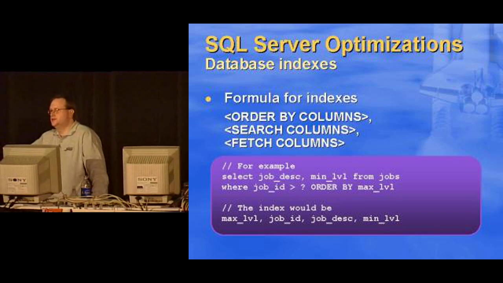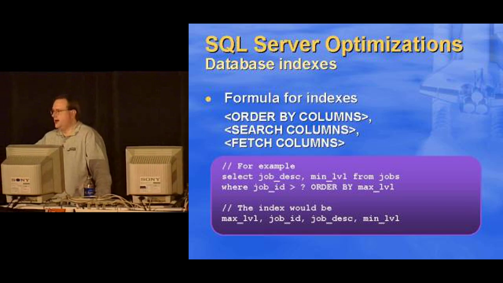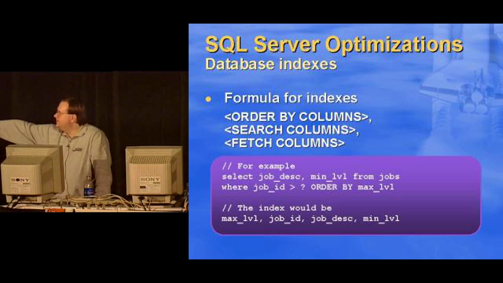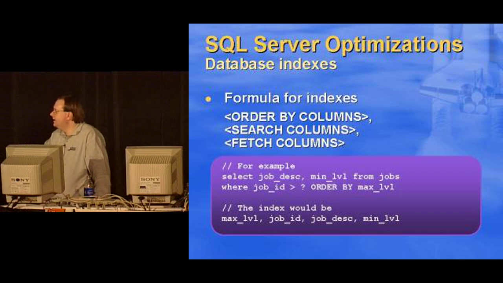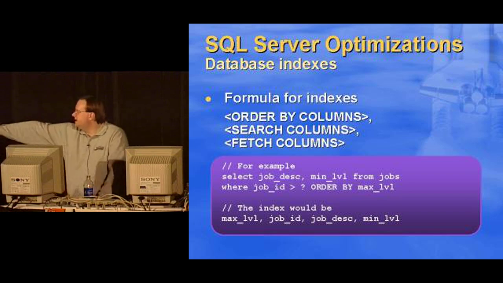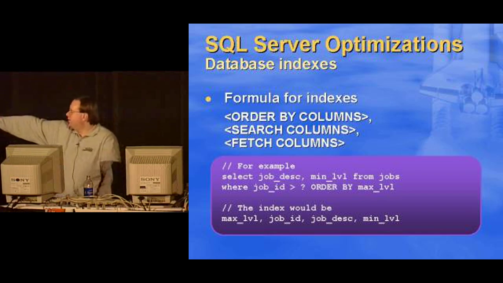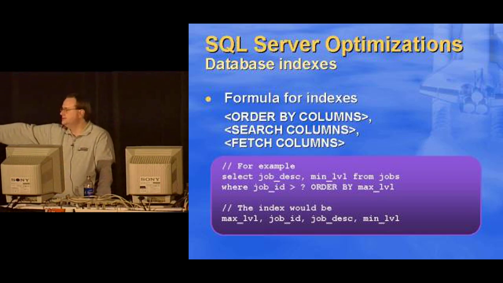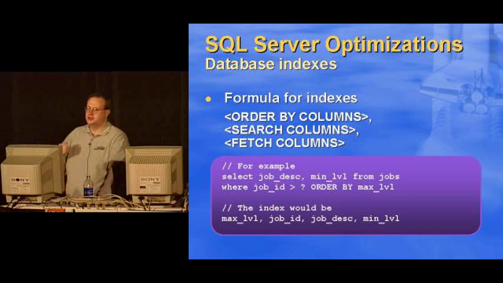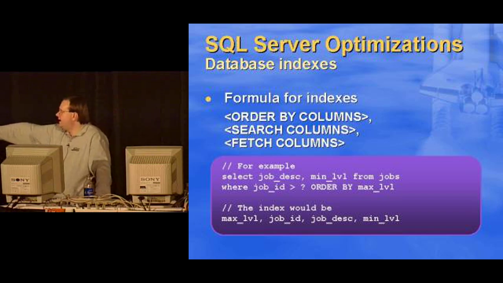In effect, you want the sorting kind of done out of the way for you. You really don't want to be trying to sort. So in the case here where I'm selecting job description, minimum level from jobs where job ID, this actually should be ordered by job ID then max level. You would want the index to be max level, job ID, job description, minimum level. The reason is you have your order by there, which is maximum level, which comes first. Then you'd have your job ID, which is your search criteria, and then you would have your job description and minimum level, which are your fetch columns.